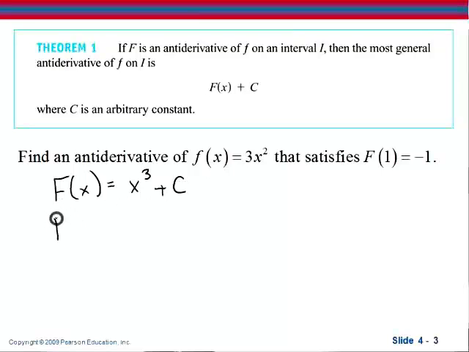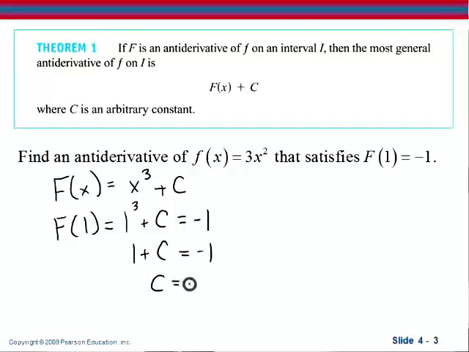Now this gives us a certain condition. It says that capital F of 1 is negative 1. Remember, capital F of 1 is what we get when we plug 1 in for x, and that should be negative 1. Well, 1 cubed is 1, and if I subtract 1 from both sides, I'll get negative 2. So my antiderivative here would be x cubed minus 2. If I take its derivative, I would have 3x squared, since the derivative of negative 2 is 0. If I plug 1 in, I will have negative 1.